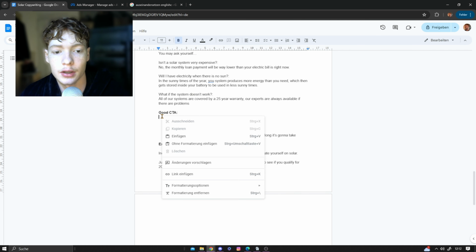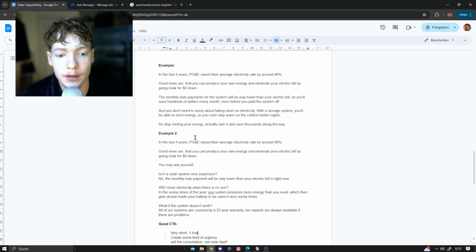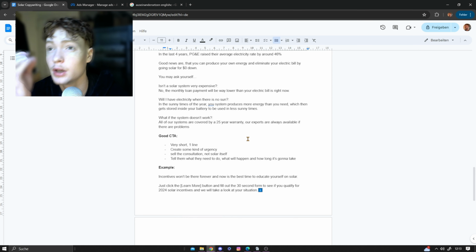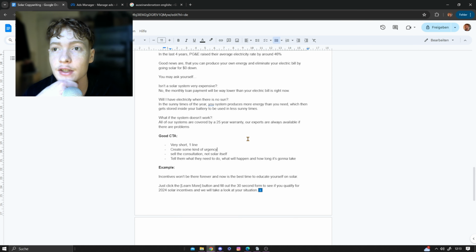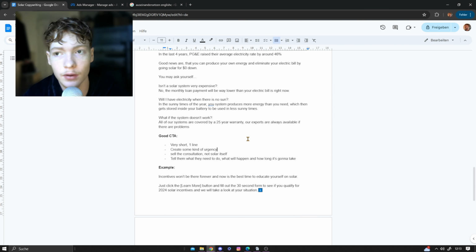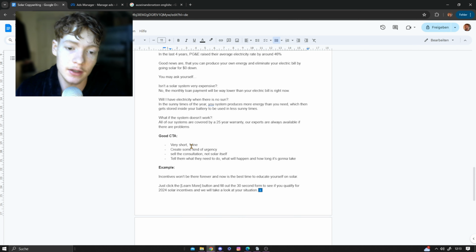Then a good call to action. A good call to action should be very short, one line, again 1 or 2 lines. It's pretty much the same thing. Then you want to create some kind of urgency. This is something new. You want to create urgency because you want them to take an action, but maybe they're only 70 or 80% convinced, and they will say, whatever, I will do it later, and then they will forget about it. But you want them to take the action right then and there. So you want to create urgency, very important.